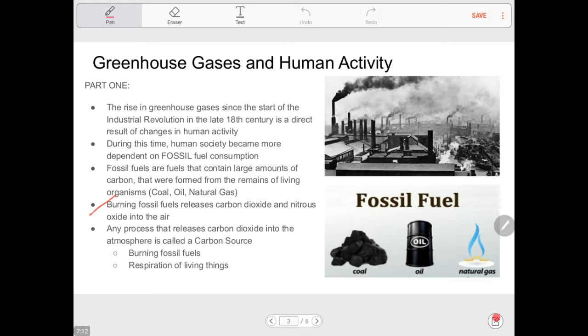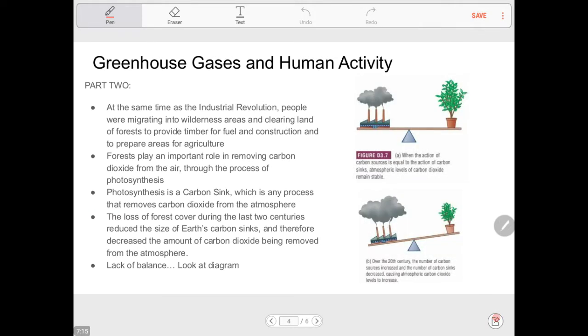Now, let's move on. The second part. At the same time as the Industrial Revolution, people were migrating into wilderness areas and clearing land of forests or any kind of natural land to provide timber for fuel and construction and to prepare areas for agriculture. Forests or natural areas play an important role in removing carbon dioxide from the air through the process of photosynthesis. You see, photosynthesis is a natural process that removes CO2 from the air. See, that's a good thing.